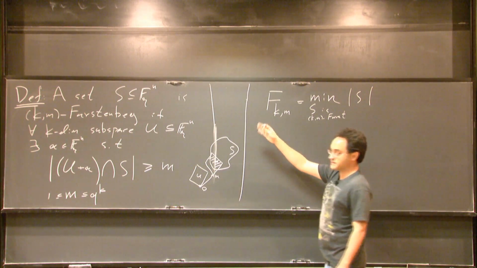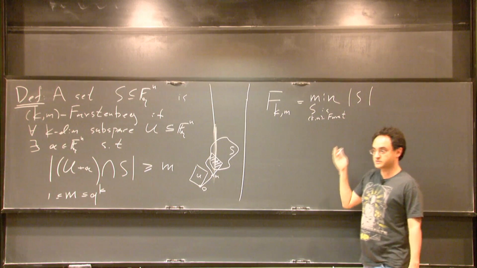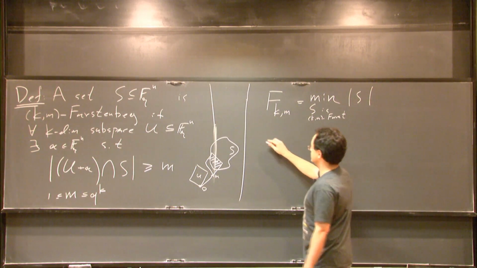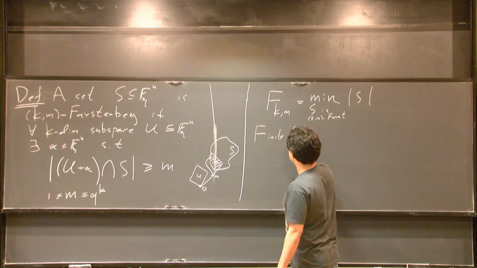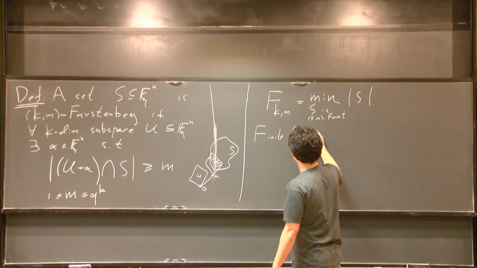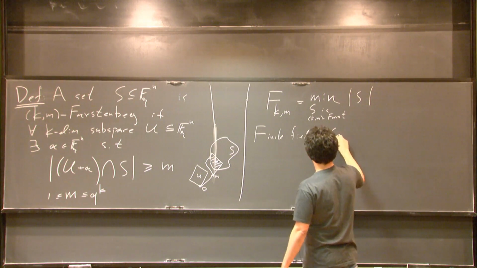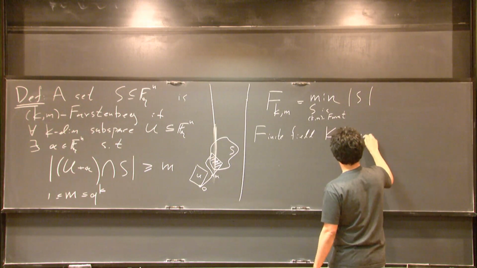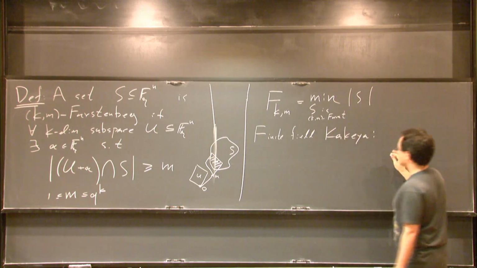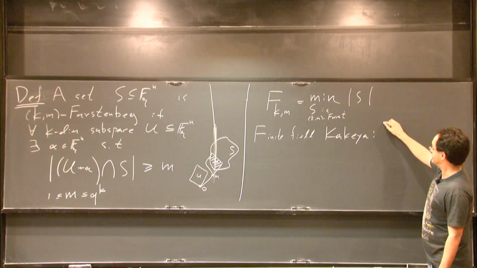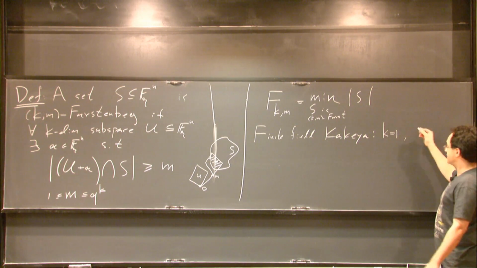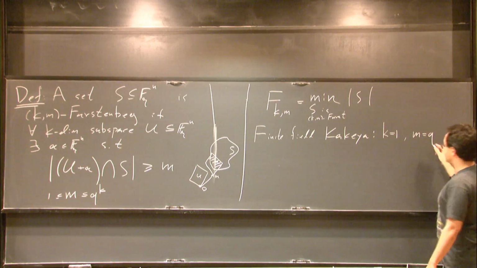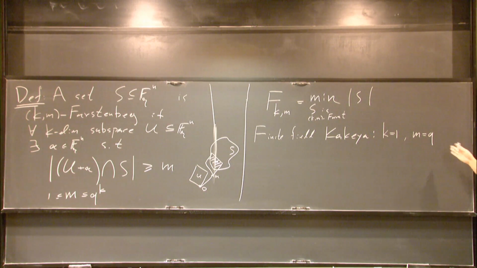The famous special case of this that was studied before is the finite field Kakeya problem, which corresponds to the case that k is 1, so you're dealing with lines in every direction, and your set has to contain each line. So these are sets containing lines in every direction.